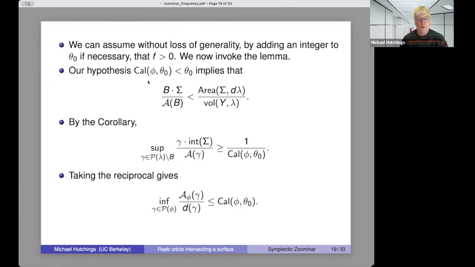So then I can apply the corollary to get a Reeb orbit frequently intersecting the interior of the disk. So the supremum of the frequency of intersections has to be greater than or equal to area over volume, which is 1 over Calabi. And then if I take the reciprocal of this statement, I get the infimum over periodic orbits of phi of the mean action is less than or equal to Calabi, and that's it. So the relation between mean action and Calabi invariant follows immediately from the theorem about frequent intersections. Any questions about that?